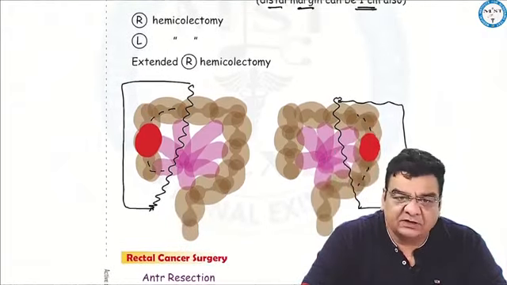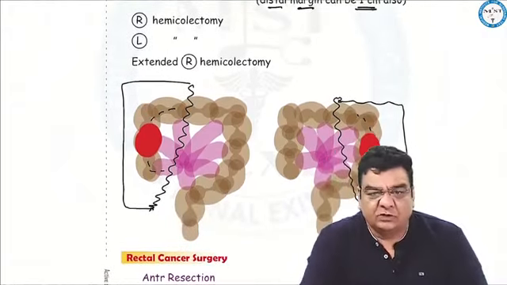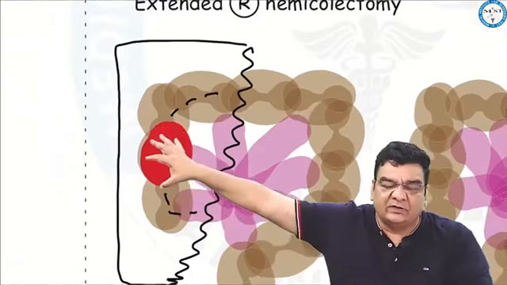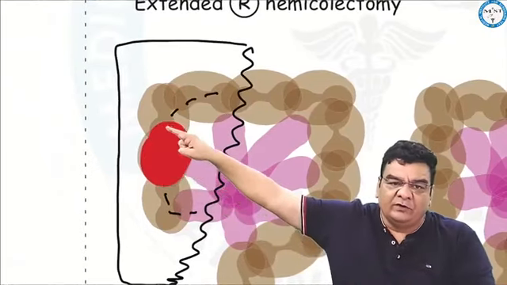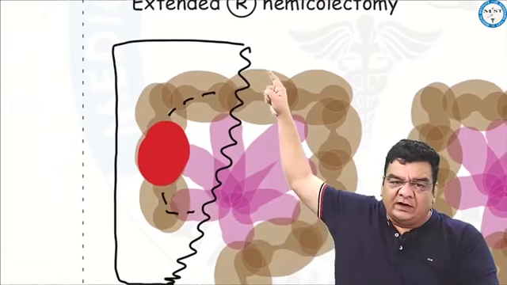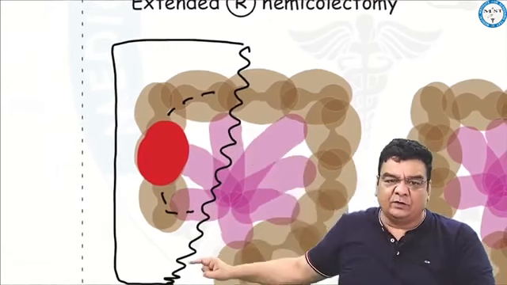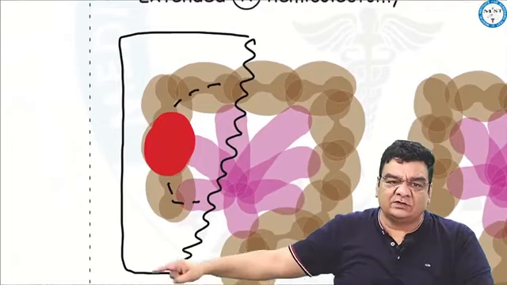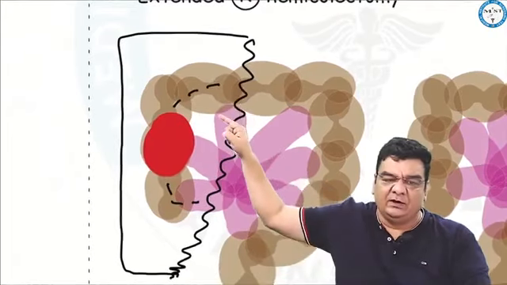Now just imagine, beta, this is an image which is showing that there is a cancer in the right half of the colon. When you have to take a 5 centimeter margin all around, we actually end up removing the right half of the colon. So this is what we call right hemicolectomy.